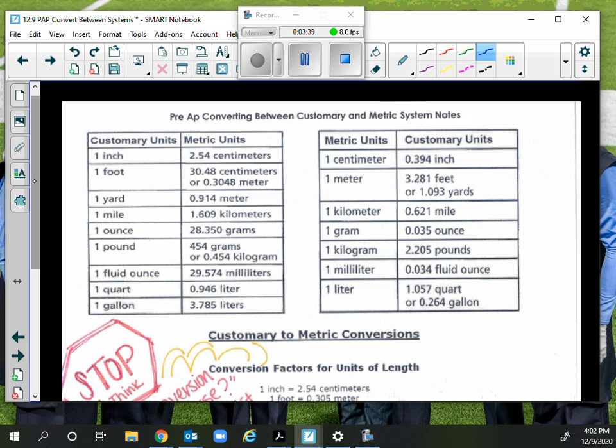And the customary units were actually started by King Henry over in England, Great Britain. And it was based off of the size of his foot, which is kind of funny. And some people realized that's not really the best way to measure it, so then they use the metric system instead, because it's very consistent.